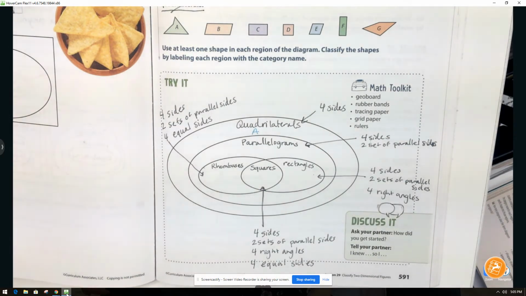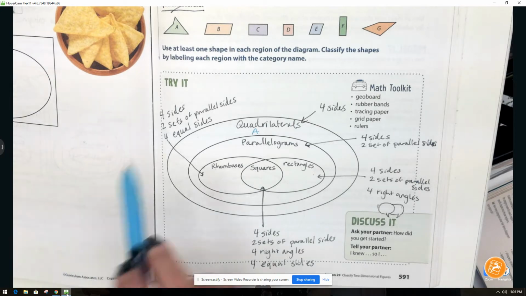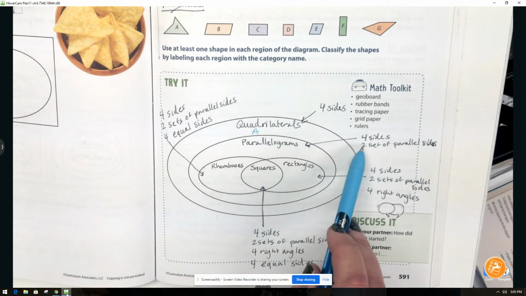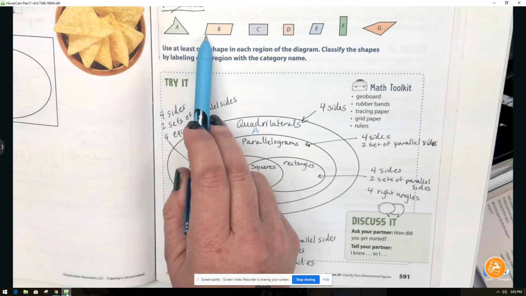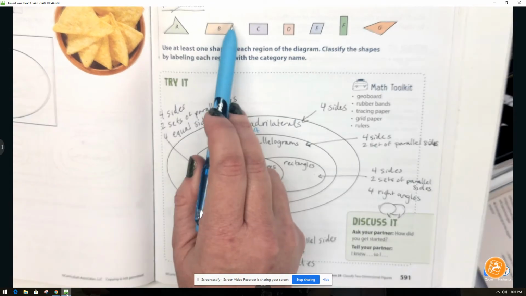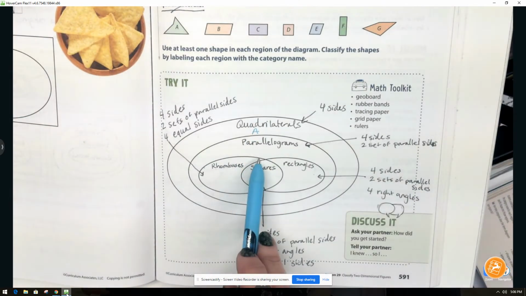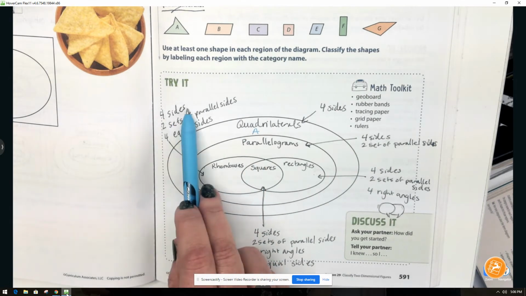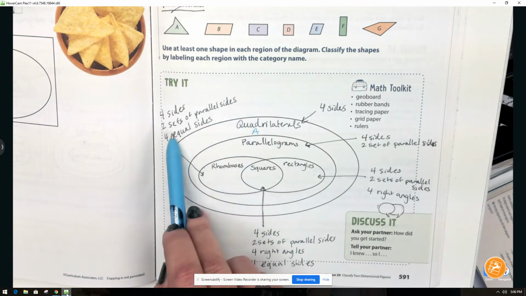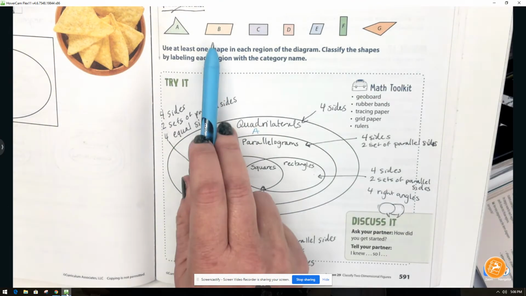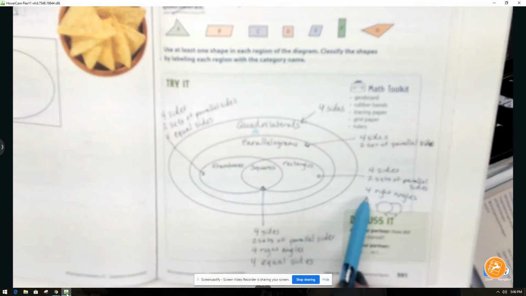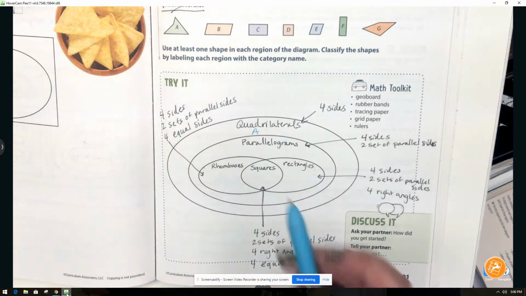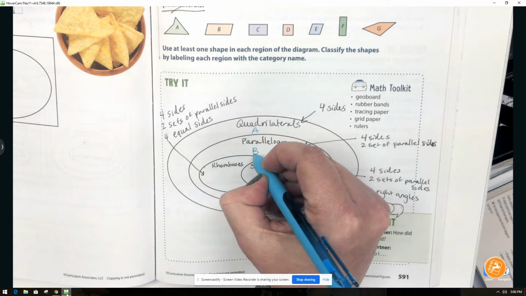Now let's go to shape B. Now shape B, does it have 4 sides? Yes. Does it have 2 sets of parallel sides? Yes, it does. They're both parallel. Okay, so we know it has 4 sides, we know it has 2 sets of parallel sides. Does it have 4 equal sides? No. Does it have 4 right angles? No. So shape B is a parallelogram.